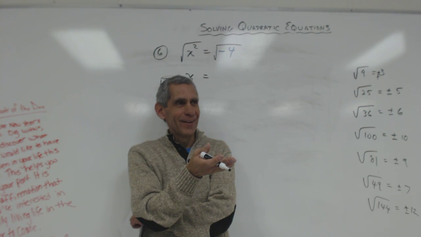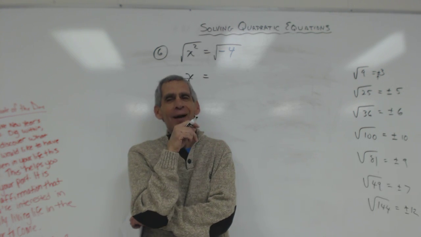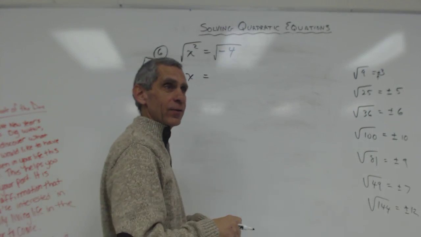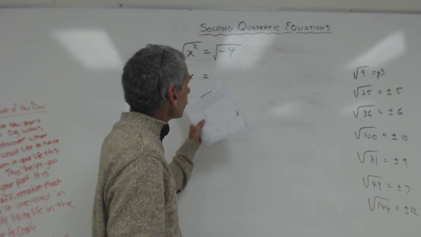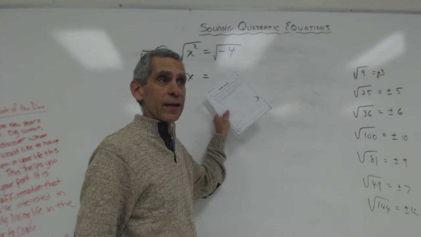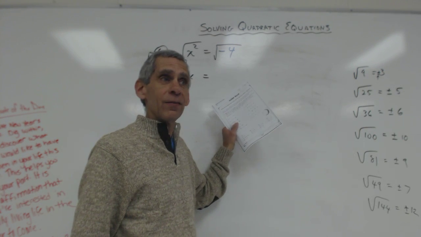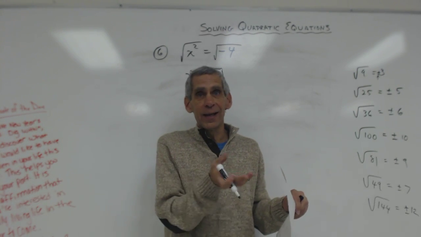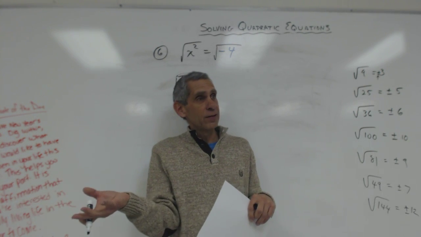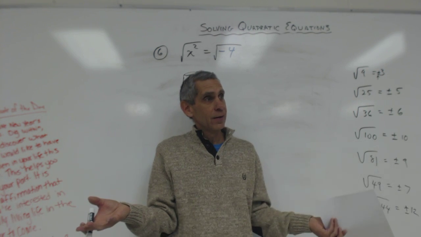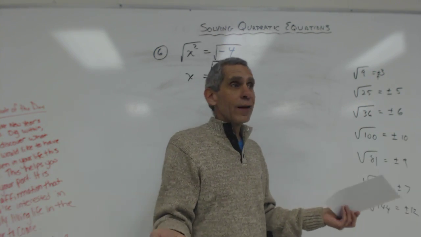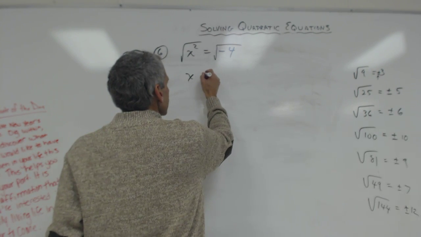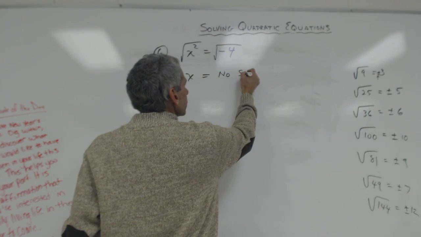Luca has those guts, right? Shelby has the guts to say it's impossible to find a number that times itself equals a negative number. Because to multiply two numbers to get a negative, one of them has to be positive and the other one has to be negative. So it's impossible. So you would say no solution. X equals no solution.